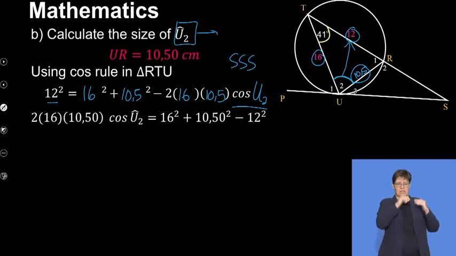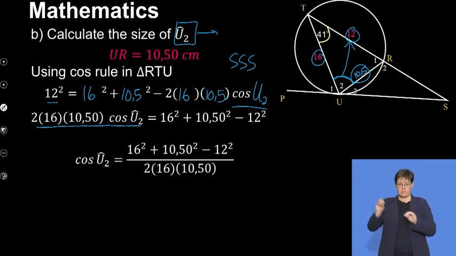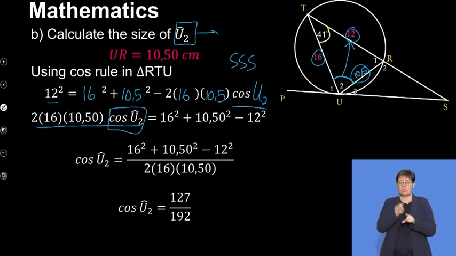So we just got to do a bit of algebraic manipulation here: bring that onto this side, take everything else onto that side, and now we're going to divide by whatever is not U2 because we're isolating the cos U2 part. We're going to put this expression into our calculator with shift cos. Once we put shift cos and this entire expression into our calculator, this expression becomes 127 over 192.